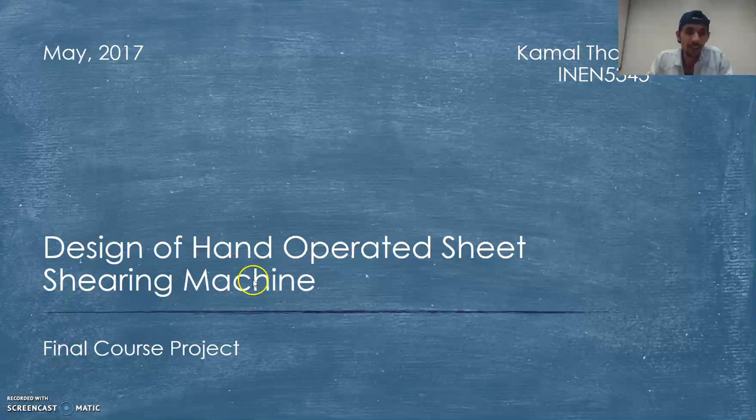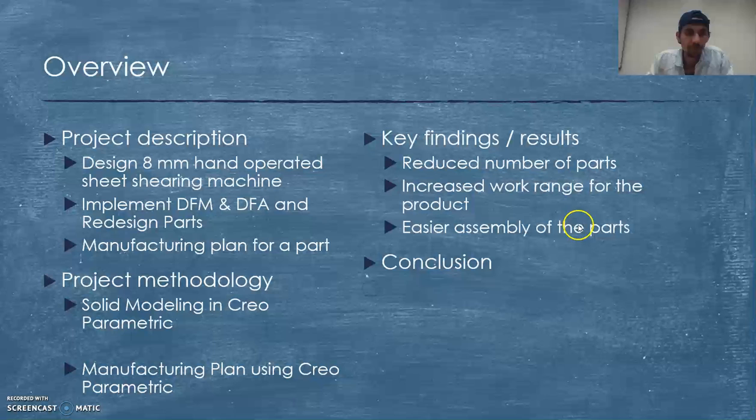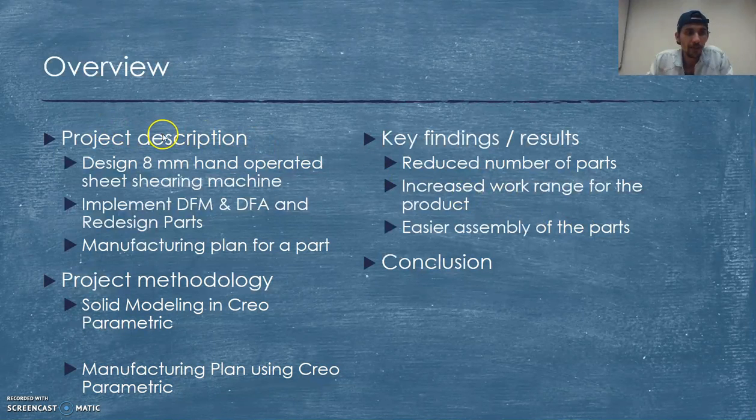My project is on a hand operated shearing machine. The project overview is that I've designed a hand operated shearing machine. I have tried to implement design for manufacturing and design for assembly, and I have redesigned parts on the basis of DFM and DFA. I have prepared a manufacturing plan for a part. The part is a handle support. Similarly, Creo Parametric has been used for solid modeling and manufacturing plan.